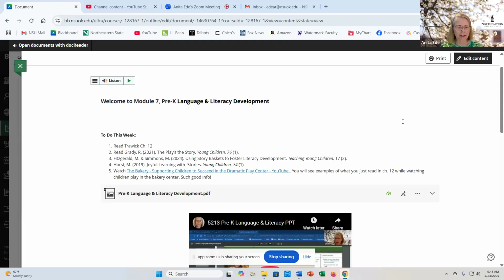Hello. This week is about pre-K language and literacy development. And this is really an important piece because, along with oral language, children in the pre-K age group are also starting to learn their letters and maybe read their name and maybe do some very, very basic reading. So, this is really an important time for young children.